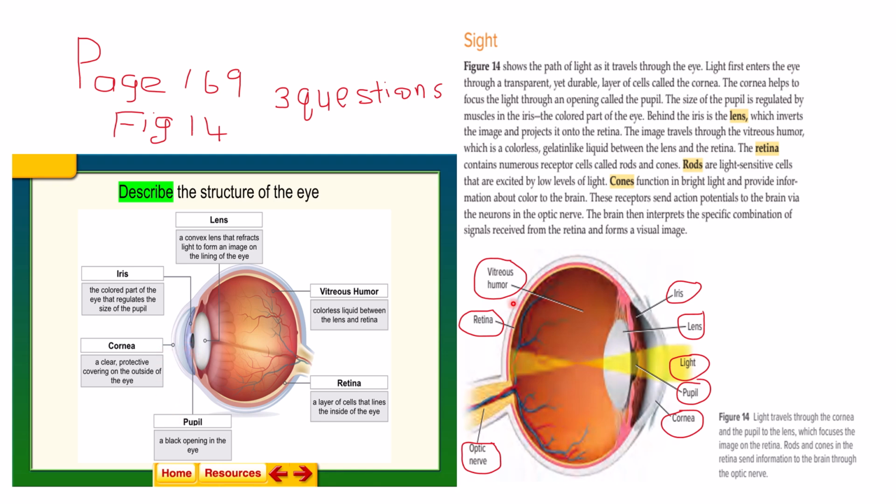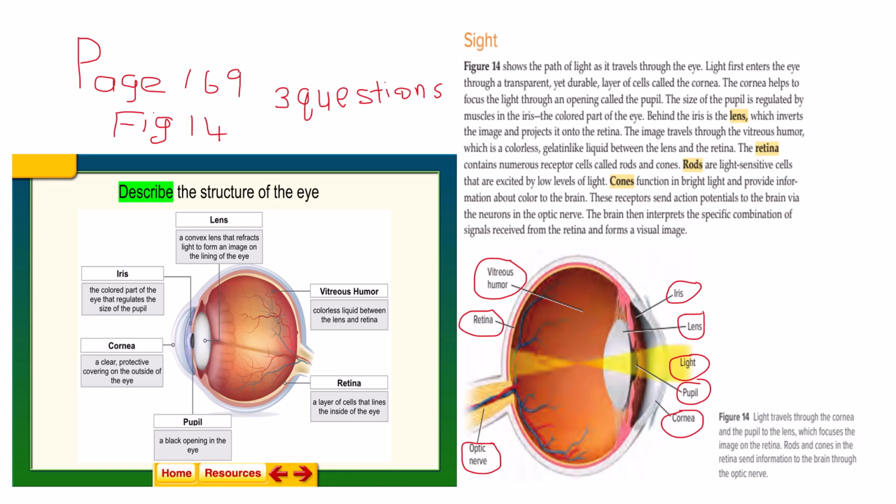Then how the image is formed. In the retina you find 2 types of cells, rod cells and cone cells. Rods are light sensitive cells, and cones send information about color to the brain. To remember, connect CO: cones and colors. Rods and cones are mainly located in the retina, and serve light sensitivity and color.